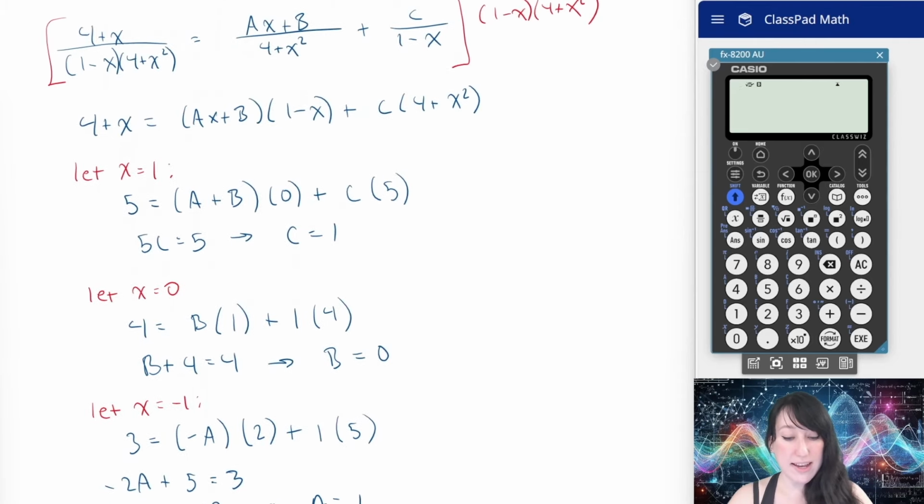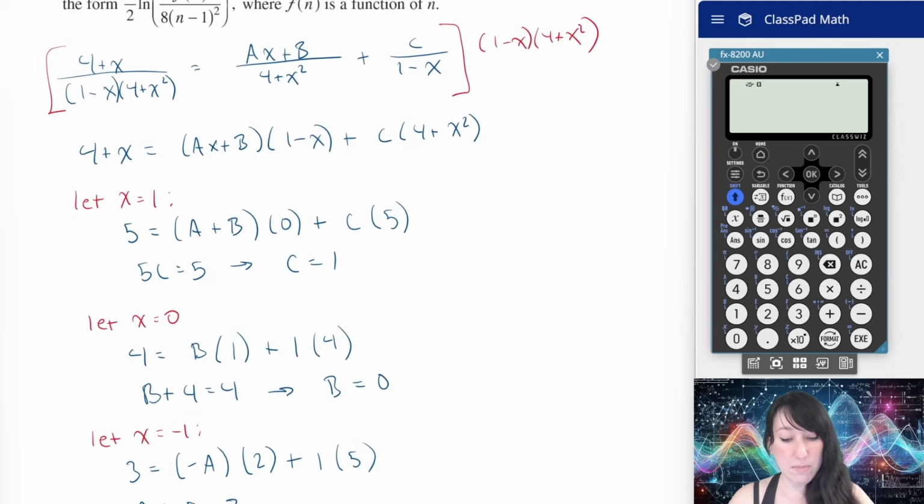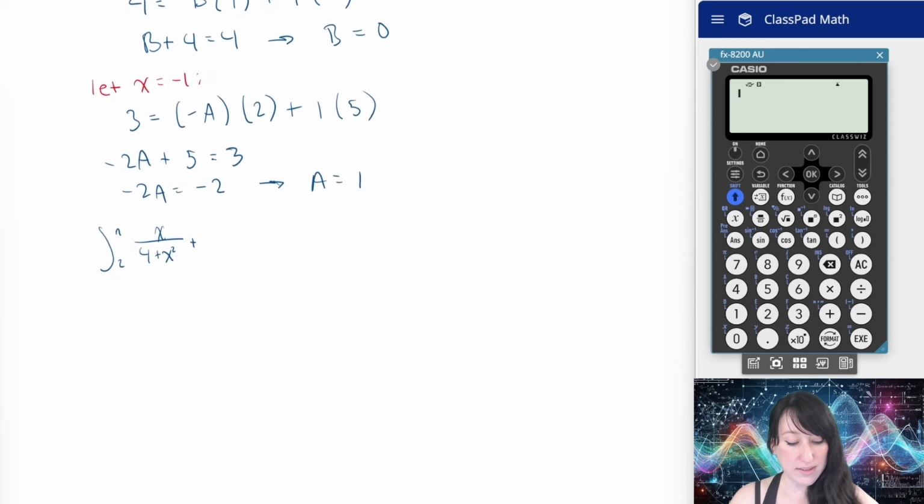So the first fraction, ax plus b, a is 1, b is 0, just becomes x over 4 plus x squared. And the second fraction, c over 1 minus x, c is 1, so that's just 1 over 1 minus x.